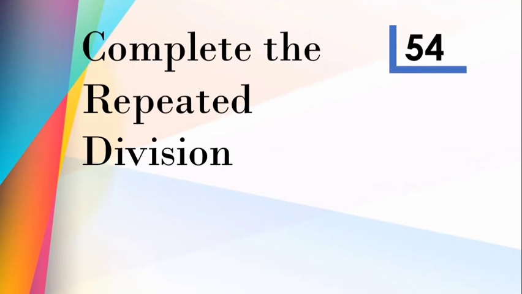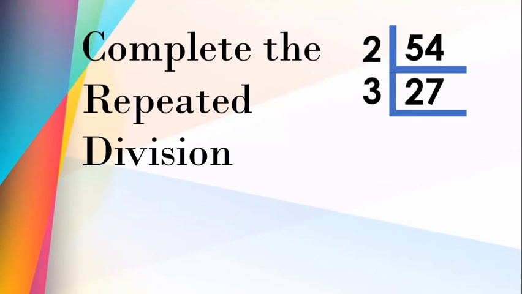Another one, we have 54. Complete the repeated division. We're going to divide 54 by the smallest prime number, which is 2. 54 divided by 2 is 27. 27 divided by 3 is 9. 9 divided by 3 is 3. So we stop because 3 is a prime number. So the prime factorization of 54 is 2 times 3 times 3 times 3, or 2 times 3 cubed.